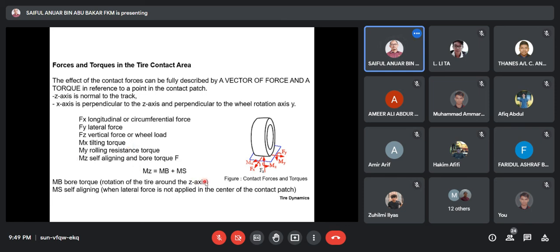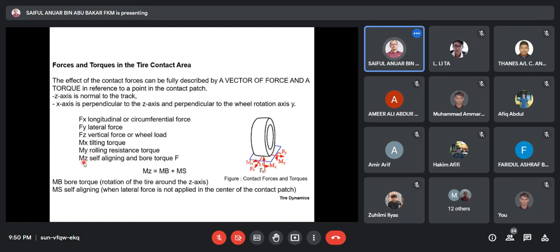Mx is the tilting torque. Basically, this is generated from your suspension tilting or the camber angle. Rolling resistance is caused when your tire is rolling, either being propelled or provided torque from the engine, or when the rear wheels just rotate following the front wheel.